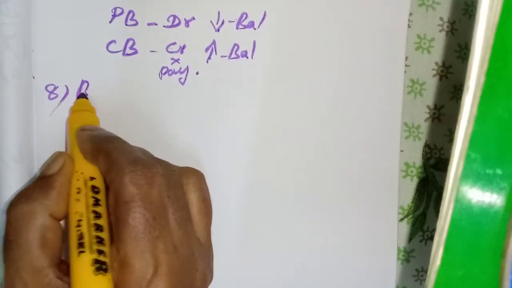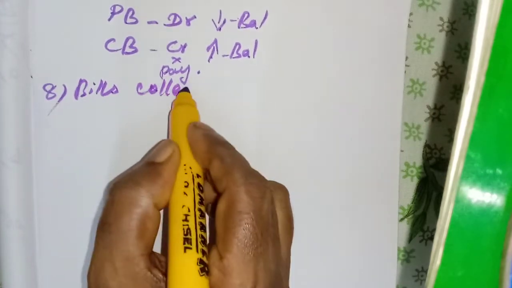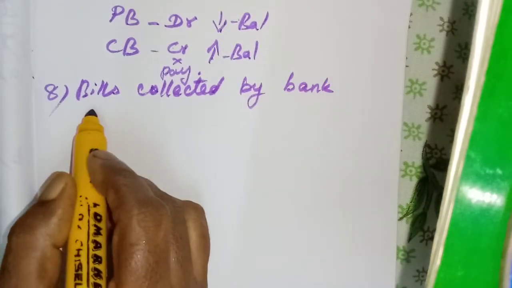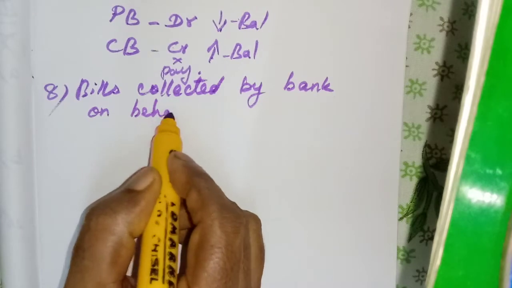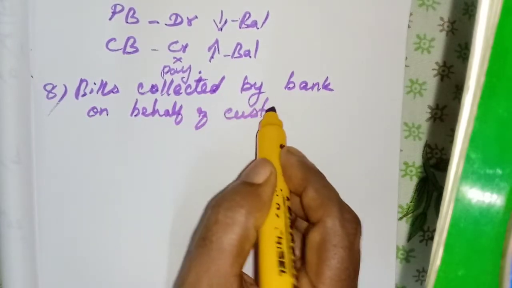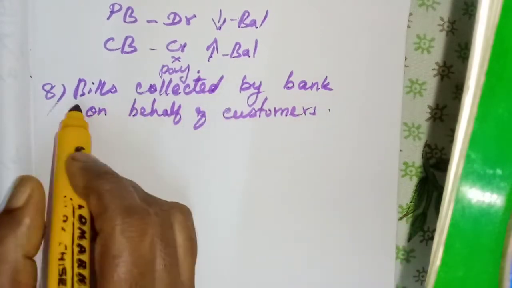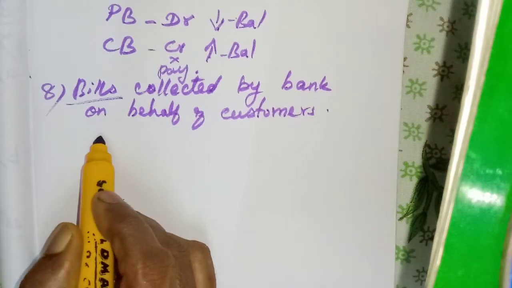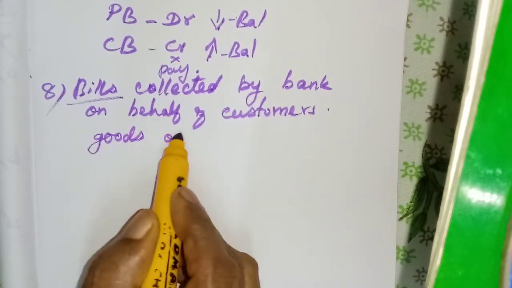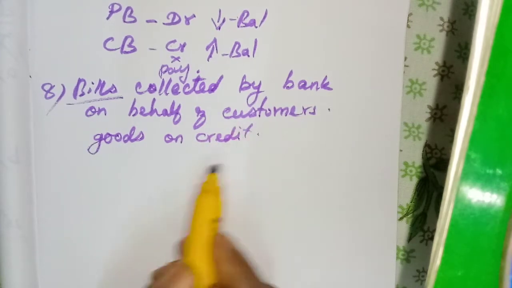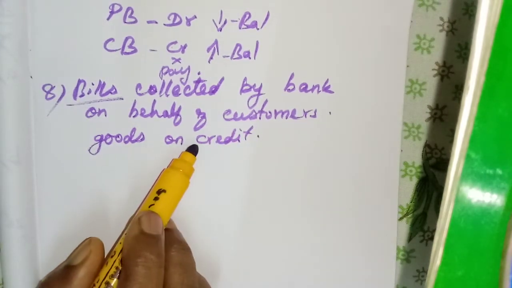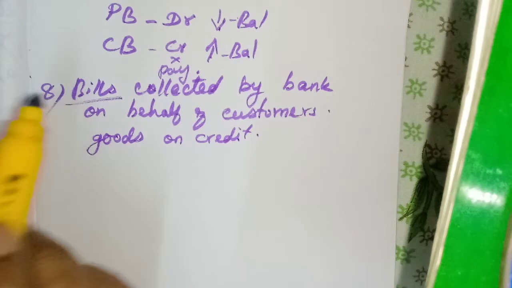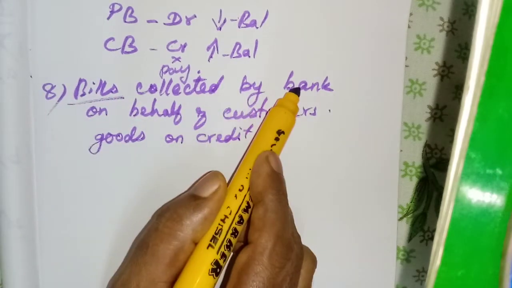The bills collected by the bank on behalf of customers. For the customers, the bank will collect the bills. When the business concern sells goods on credit, a bill of exchange will be prepared by the selling concern. The business organization will prepare the bill. These bills will be given to the bank for collection.